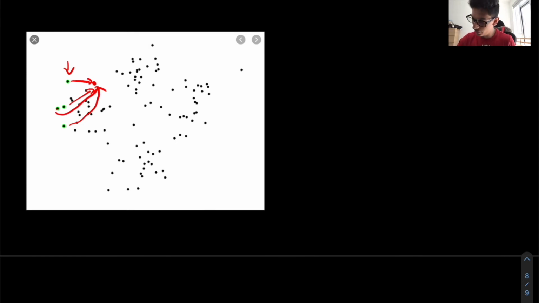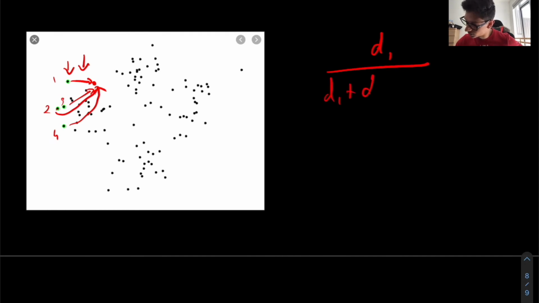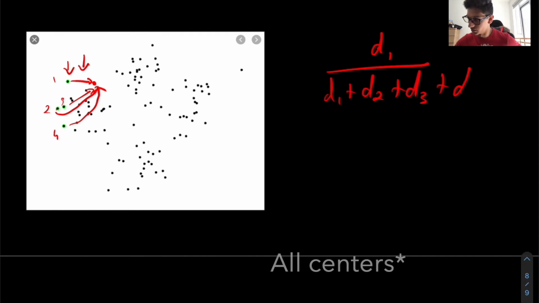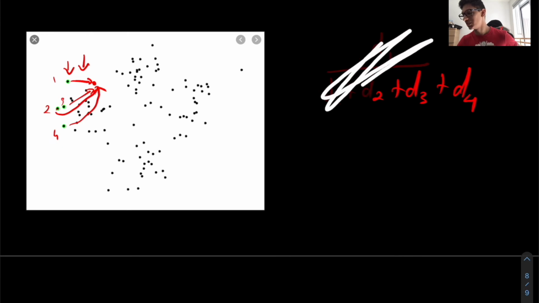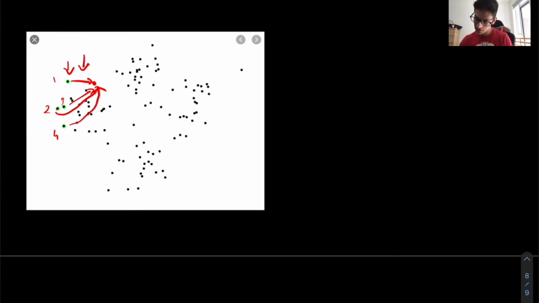It will be this distance, the distance of that point. Let's call this point 1, 2, 3, 4. So it'll be the distance of the first center from your first data point, divided by the sum of the distances of all other centers. This is to make sure that all of it adds up to 1. So we actually use the softmax function for this, to calculate the weights that we should use.